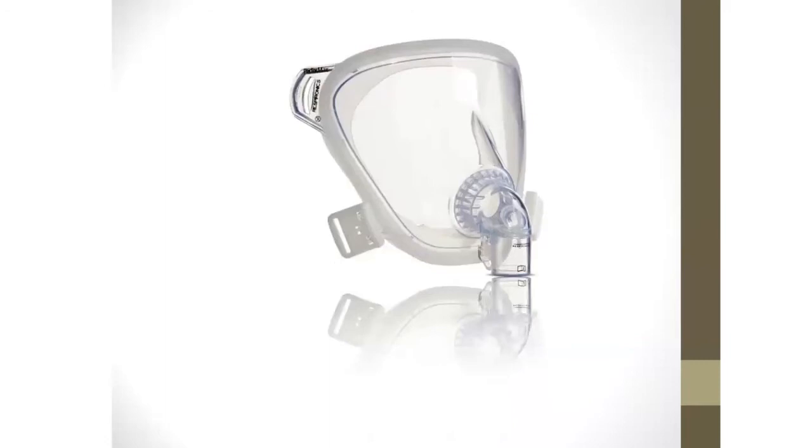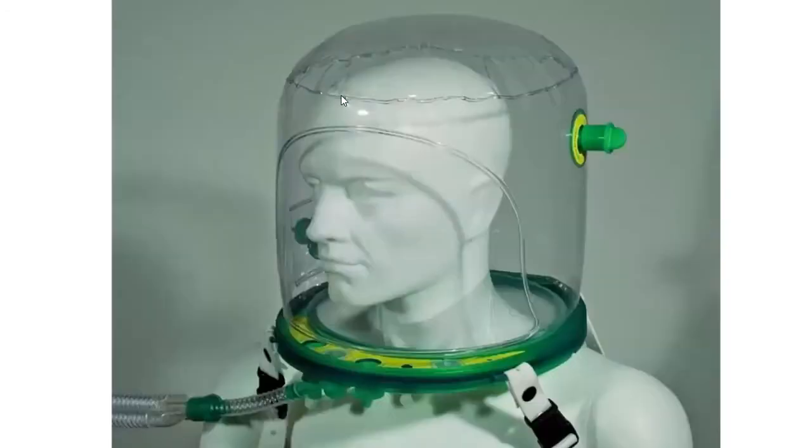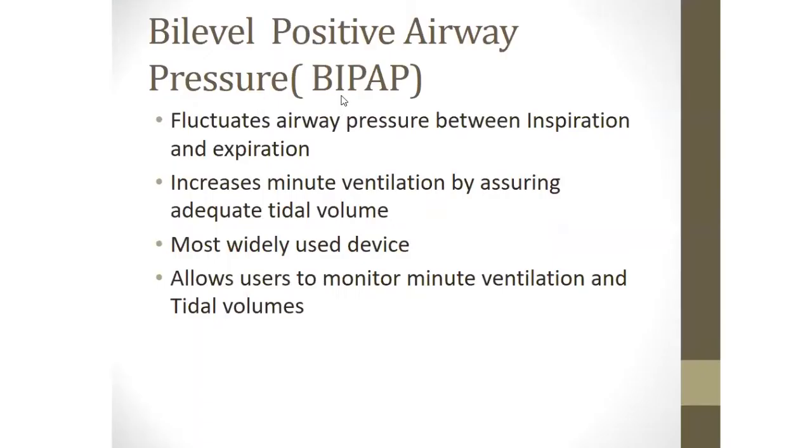The next is the full face mask. It's more comfortable and mostly used if the patient is a mouth breather. The next one is the total face mask. Next slide, please. It's a total face mask, and the other one is called the helmet. Next one, please. The helmet is a recent advancement in masks. In it, the patient can talk, can drink fluids with a straw, but the main disadvantage is that it's very noisy for the patient. Next one, please.